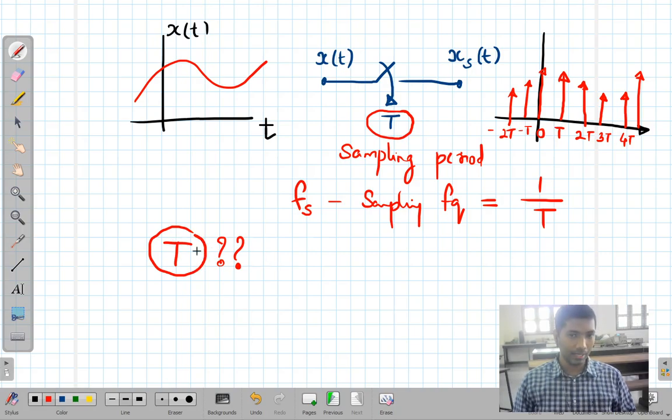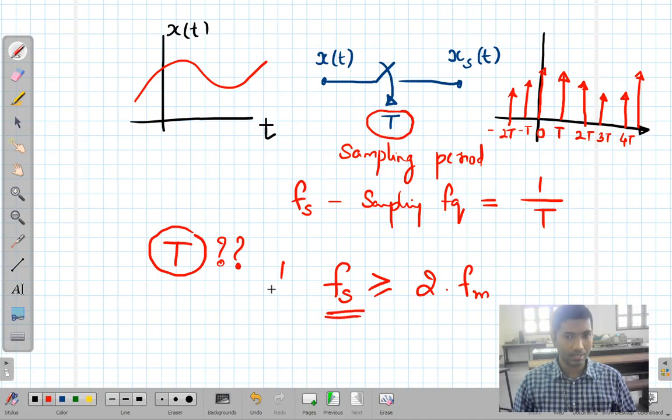Sampling theorem says that you need to select the sampling period in such a way that the sampling frequency must be at least twice the highest frequency component in that signal. You will be able to recover the original signal only if the sampling frequency, which is nothing but 1 by T, equal to Fs, is greater than or equal to twice Fm. Fm is the highest frequency component.